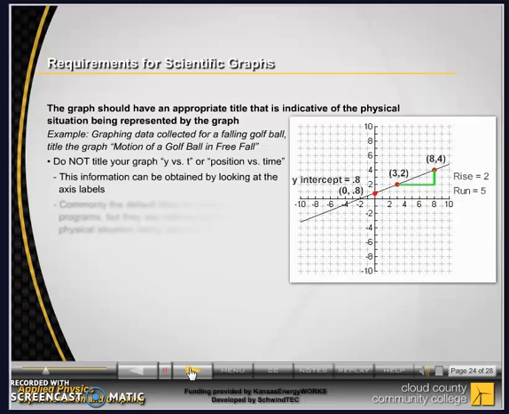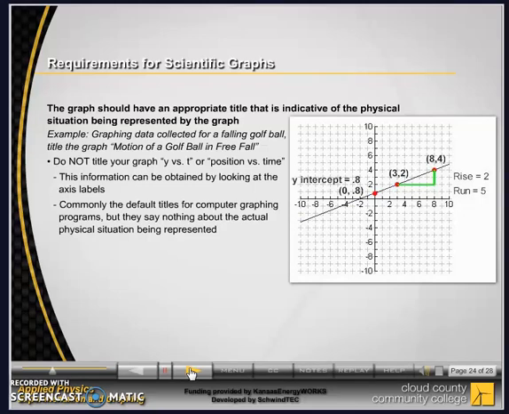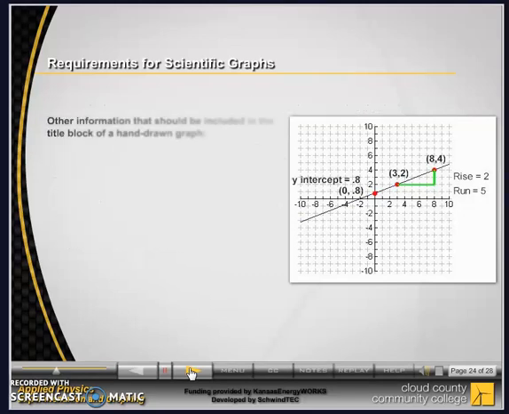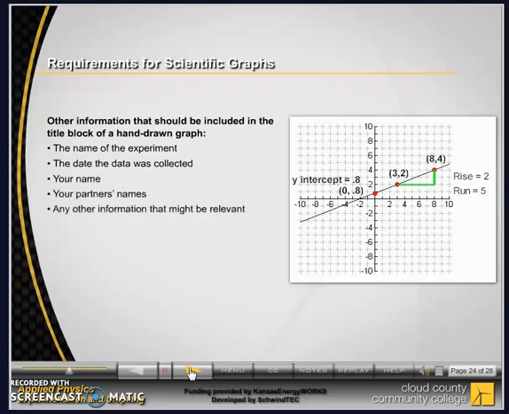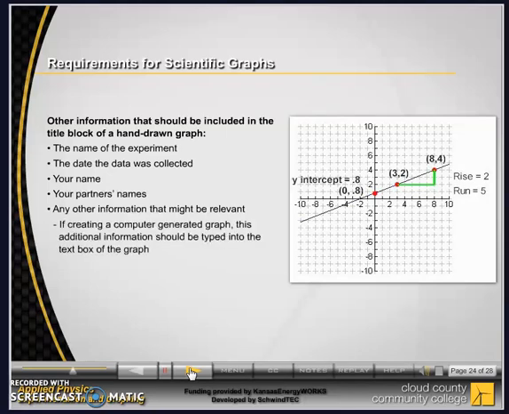Such titles are commonly the default titles for computer graphing programs, but they say nothing about the actual physical situation being represented. Change the title to something descriptive. Other information that should be included in the title block of a hand-drawn graph includes the name of the experiment, the date the data was collected, your name, your partner's names, and any other information that might be relevant. If you are creating a computer-generated graph, this additional information should be typed into the text box of the graph.